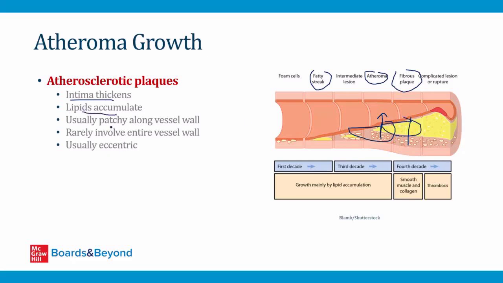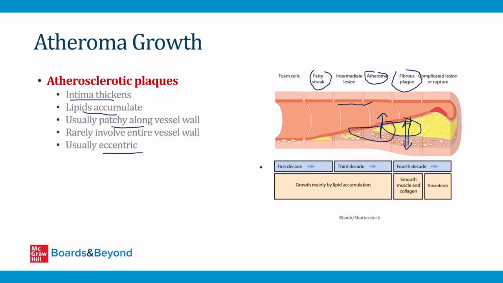This process is usually patchy along the vessel wall. It rarely involves the entire vessel wall. It occurs in spots and places. And as I told you earlier, the growth is usually eccentric. So you can have one wall of the artery that's not affected at all or minimally affected, like what's shown here, and then another wall that's got a very thick plaque. That's what you see once the atheroma has sort of matured and become larger.